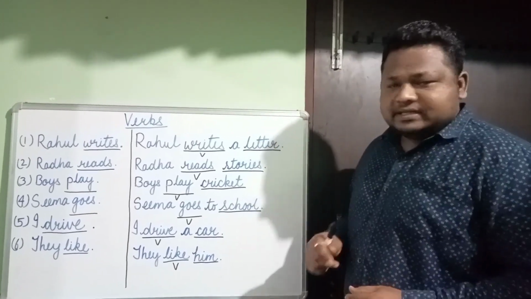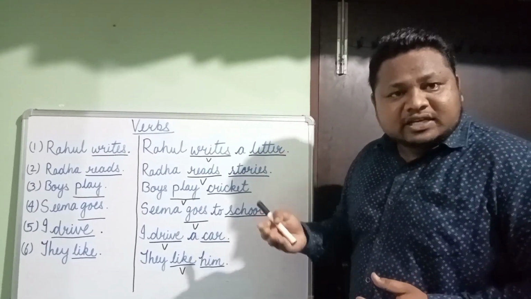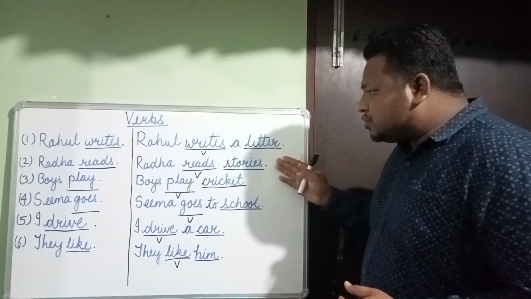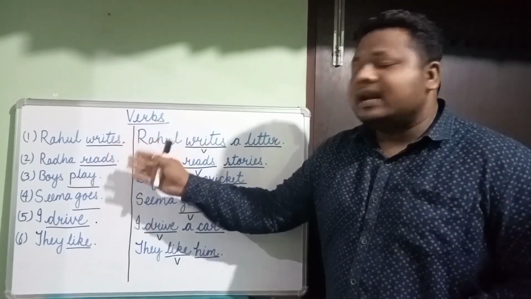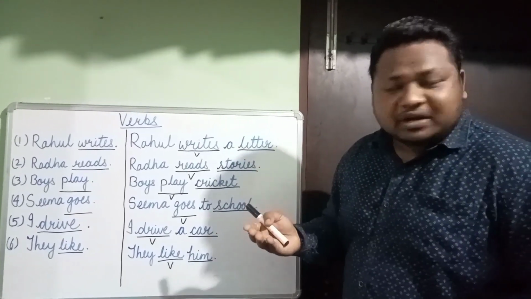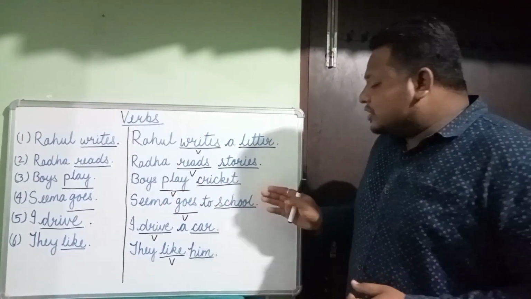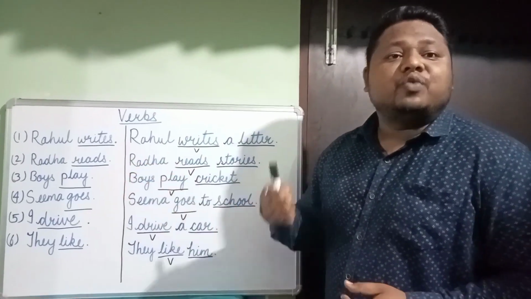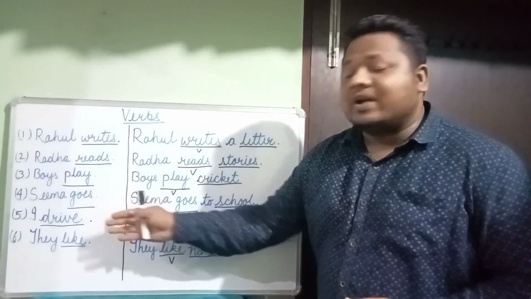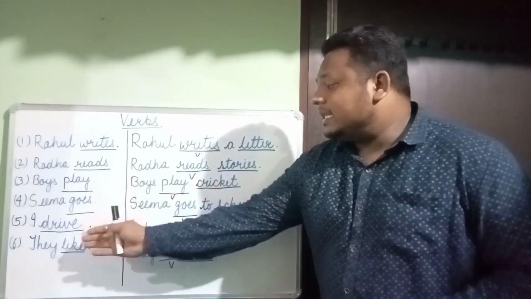Now look at these sentences. When we say Rahul writes a letter, here letter gives an answer to the question what Rahul writes. When we say Radha reads stories, stories gives the answer to the question Radha reads what. When we say boys play cricket, cricket gives an answer to the question boys play what. When we say Seema goes to school, school gives an answer to the question Seema goes to what place. When we say I drive a car, car gives an answer to the question I drive what. When we say they like him, him gives an answer to the question they like what.